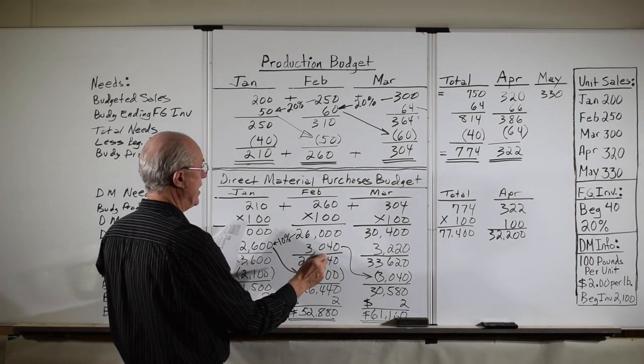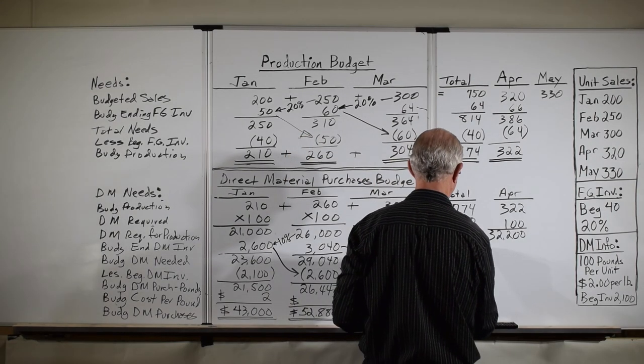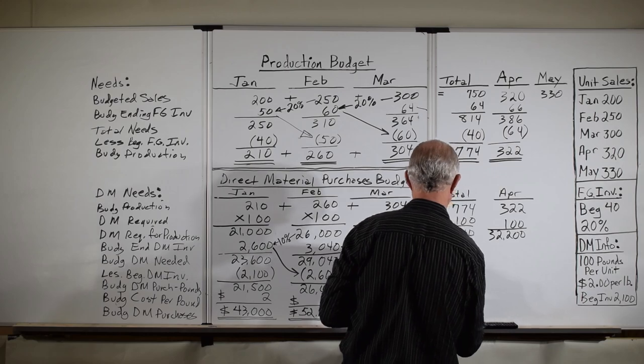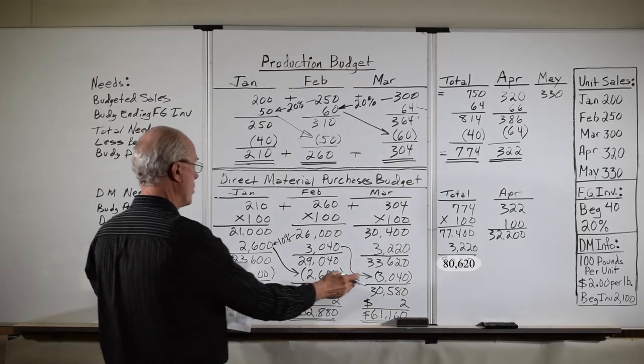And so it's the ending inventory. So we go to the end of the period, which is 3,220. We add those amounts to arrive at the 80,620, which is our budgeted direct material needs. We then subtract the beginning inventory for the whole period.